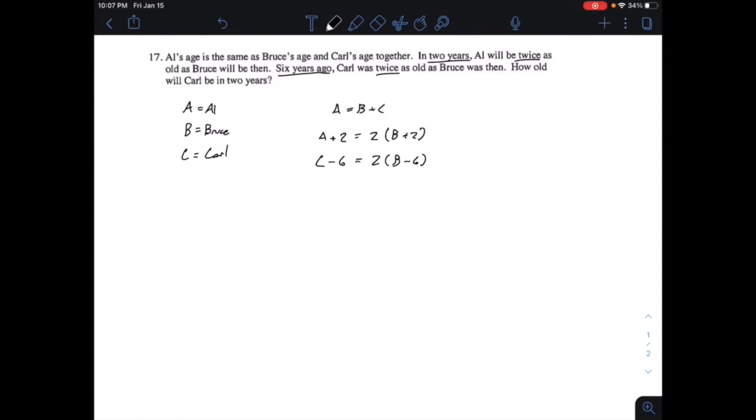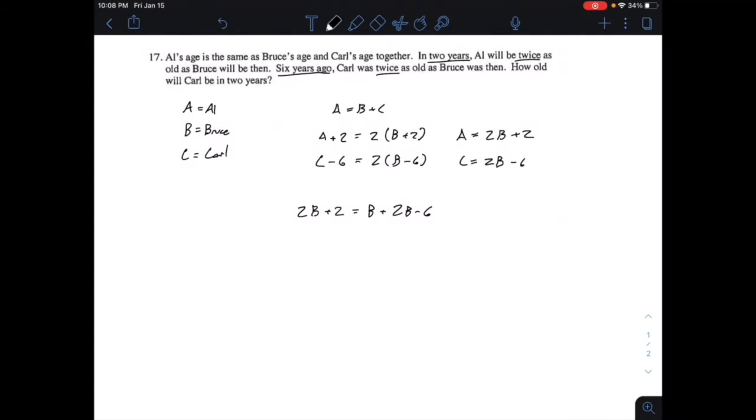We can rearrange a couple of them. We're going to isolate the A and the C. So we'll have A equals 2B plus 2, and C equals 2B minus 6. And we're going to plug those back into the original. So we have 2B plus 2 will be the same as B plus C, which is 2B minus 6.